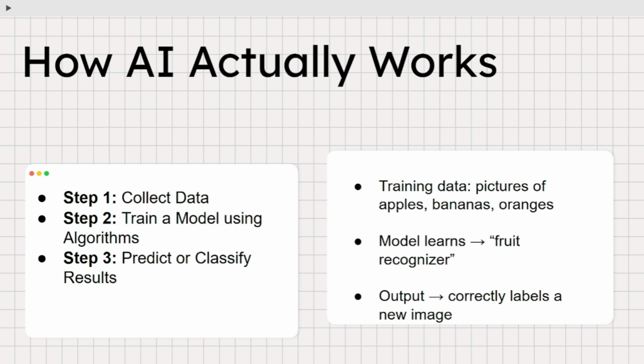So how does AI actually work? AI works in 3 steps. First, we collect data, like images of fruits. Next, we train a model using algorithms. Finally, that model can predict or classify new results, for example correctly labeling an image of an apple or a banana.